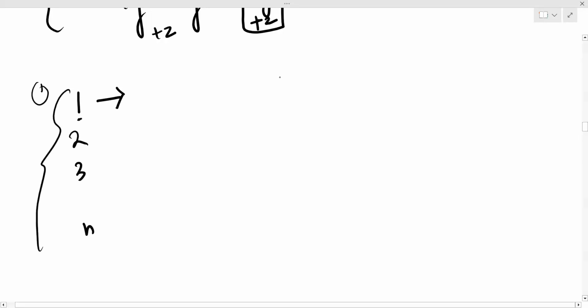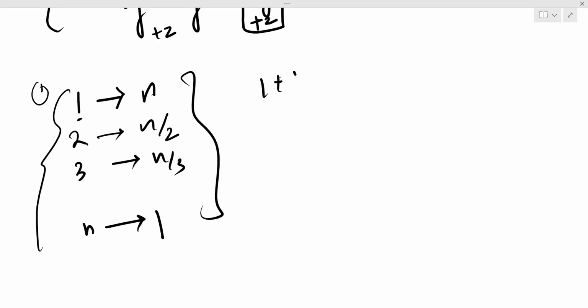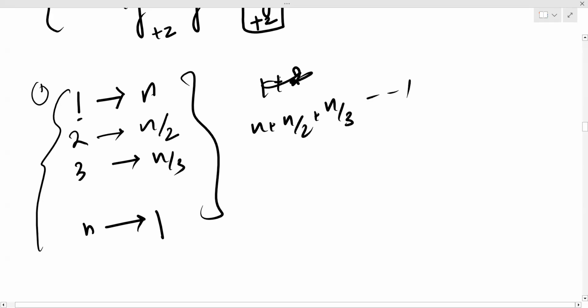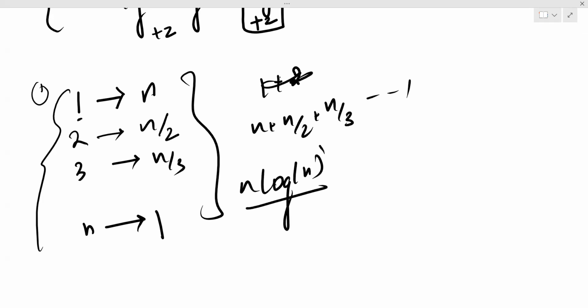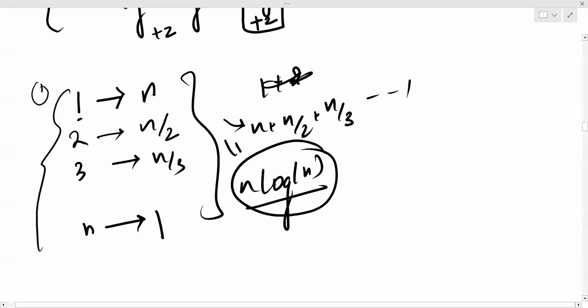So how many times are you going to iterate for 1? You're going to iterate n times. For 2, you're going to iterate n by 2 times, right? Because you'll keep shifting, you'll skip half of these cells. For 3, you'll go n by 3. For n, you're going to do 1. So what is the sum of 1 plus n by 2, n by 3 till 1? It is nothing but log n. So the time complexity of this thing is n log n.